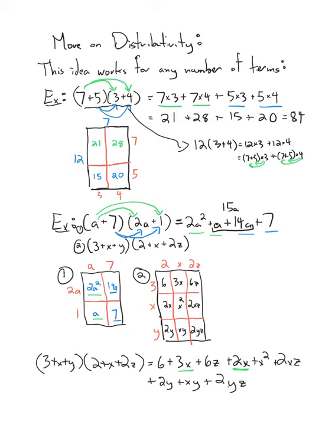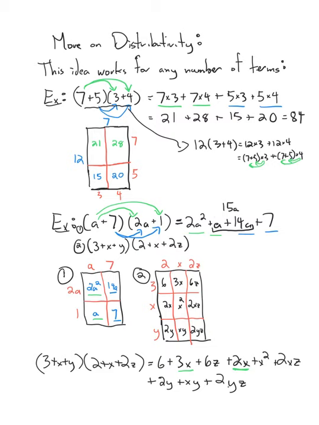And notice that I did the first bracket horizontally rather than vertically, like up here. It doesn't matter if you have it as the horizontal or vertical dimension. Same idea happens. Okay, so 2a times a is 2a squared. 2a times 7 is 14a. A times 1 is a, and 1 times 7 is 7.